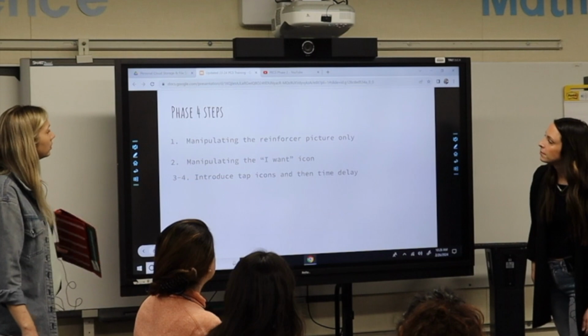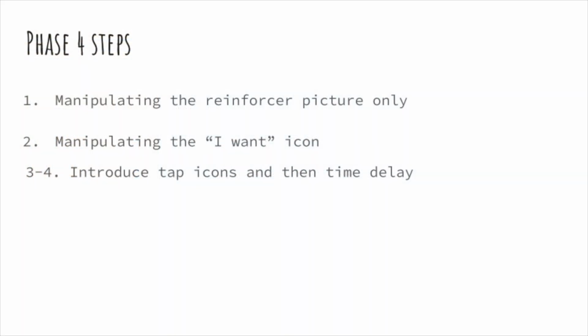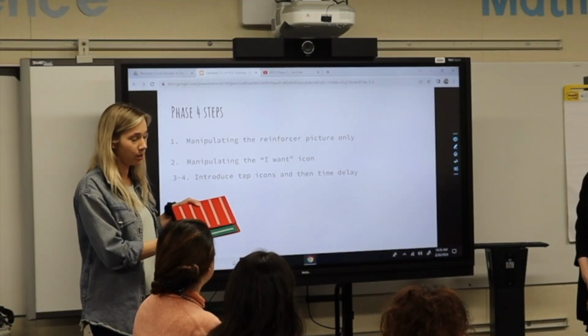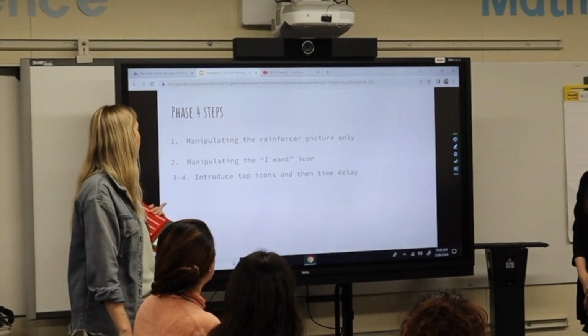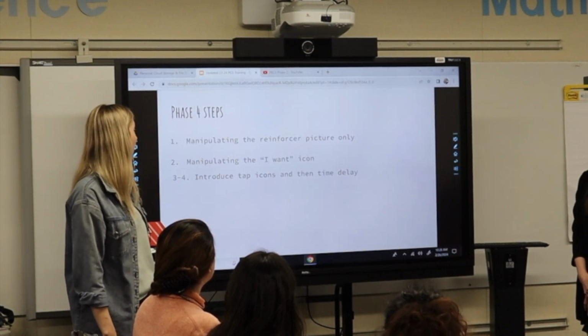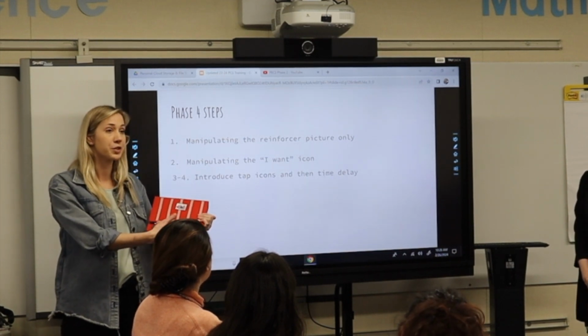All right. So the first step of phase 4 is they're going to manipulate the reinforcer picture only. So we're going to have our I want, and it's already going to be on the sentence strip. And then you're going to have your reinforcers on the outside. And then next they're going to manipulate the I want, and then we're going to introduce tap icons to get them to speak.